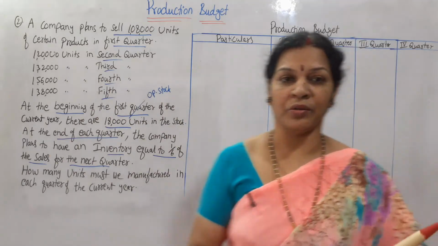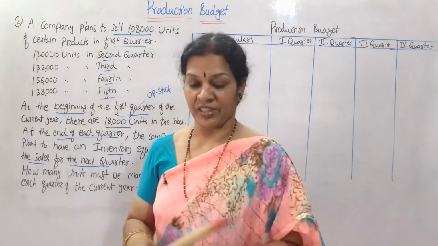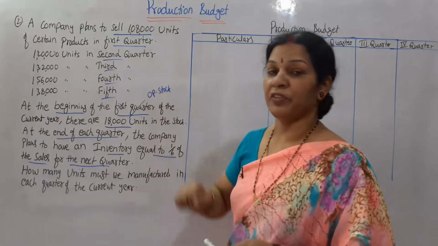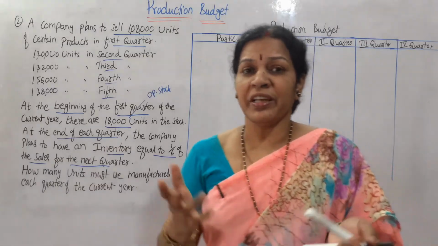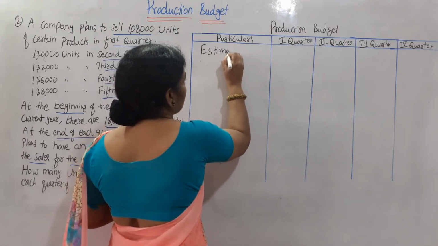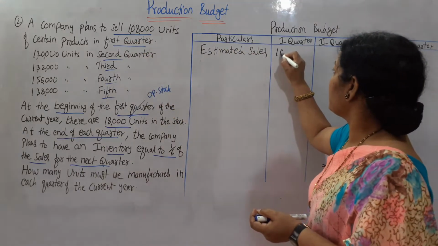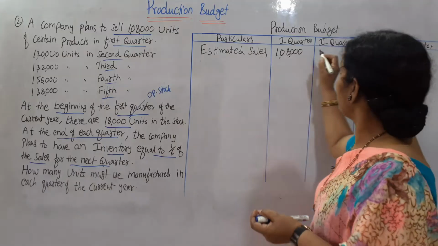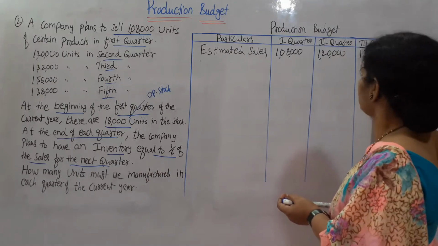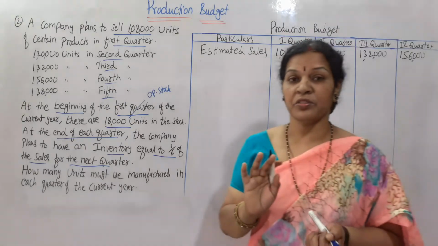Problem is this, understood? Now coming to the pro forma production budget: particulars, first quarter, second quarter, third quarter and fourth quarter. First we will take the sales, as usual. The company plans to sell 1,08,000 units in the first quarter, that means estimated sales, they are expecting this much sales. So we write estimated sales. First quarter sales are 1,08,000, second quarter 1,20,000, third quarter 1,32,000, fourth quarter 1,56,000. That's it.